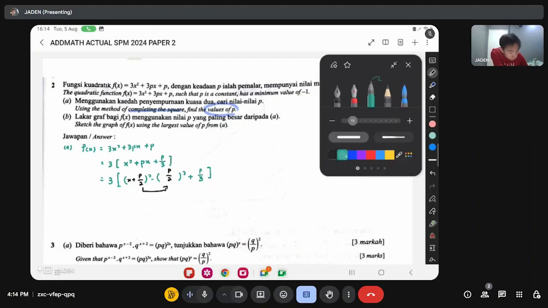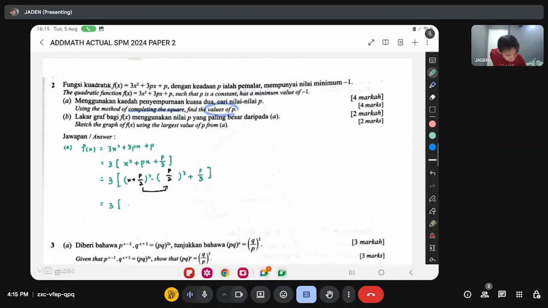So the next step is 3 bracket x plus p over 2 squared. You want to expand this out. This is p squared over 4 and then plus p over 3. Okay, and then the next thing you want to do is to bring this 3 back into the equation. So 3 times (x plus p over 2) squared. 3 times negative p squared over 4, we get negative 3p squared over 4 plus p here, because 3 and 3 cancel. Now this is our completing the square final outlook.